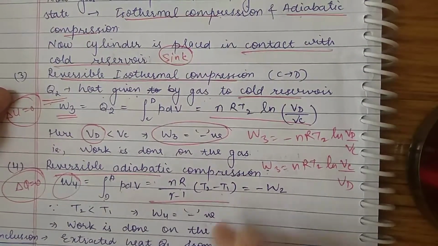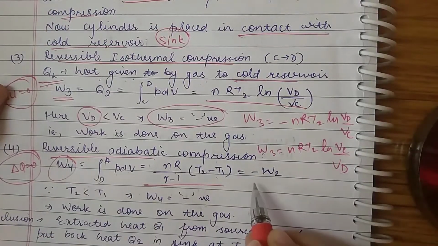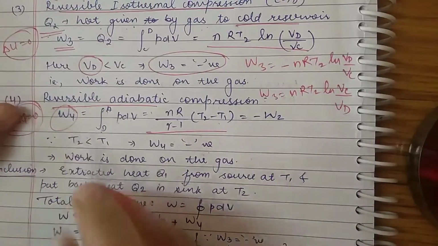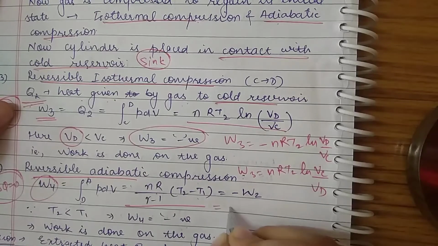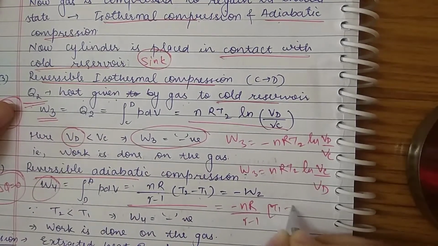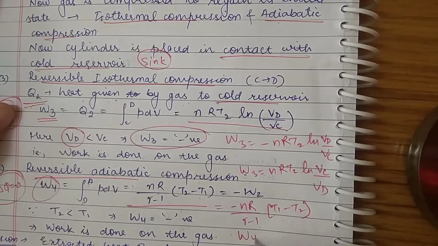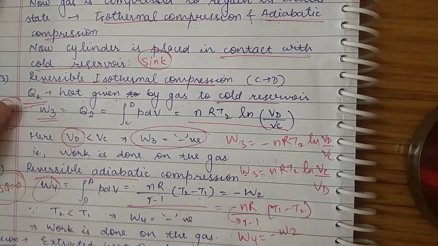Now from this equation and this equation we can conclude that W4 is equal to minus W2. If we take minus 1 common here, it will become minus nR upon gamma minus 1 times T1 minus T2. So we can write W4 equal to minus W2, since the value of W2 is nR upon 1 minus gamma times T1 minus T2. This can be further solved by 1 minus gamma.